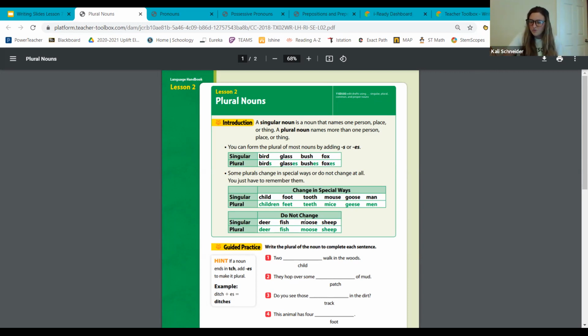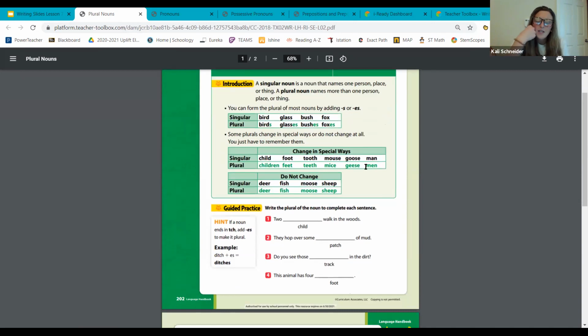Let's look down here at ones that don't change, which is interesting. A deer, or multiple deer. Fish, or multiple fish. A moose, or all the moose. A sheep, or all the sheep. There are some weird ones that we just have to know. We're going to look at this a little closer as we continue in our practice.